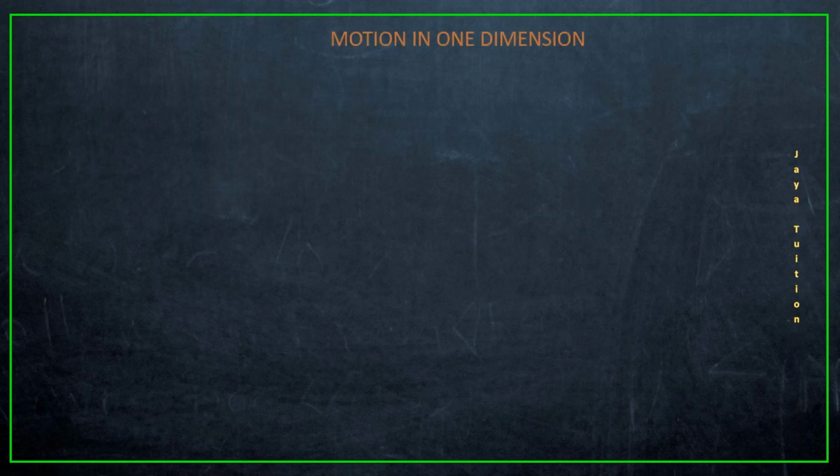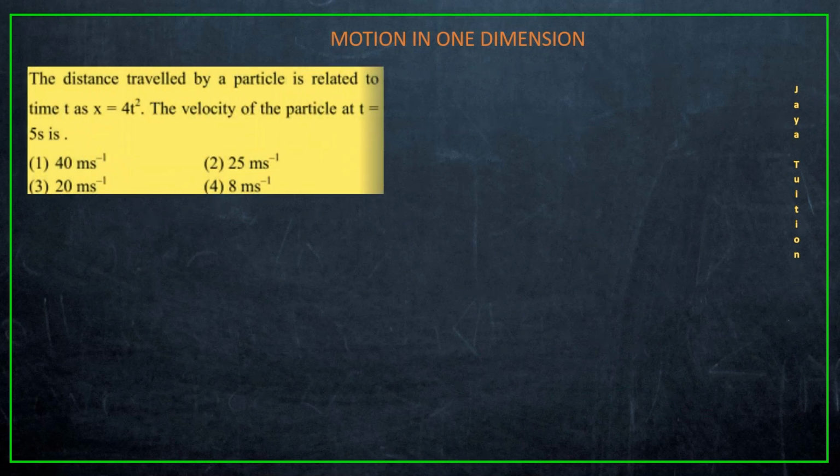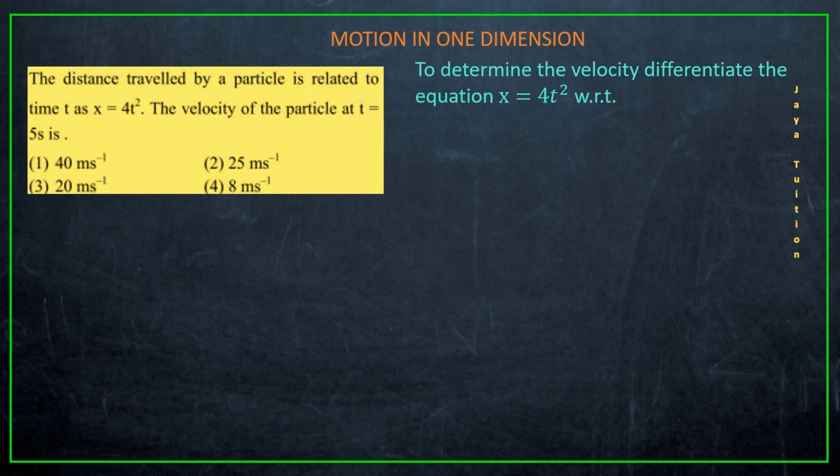In this question, it has been given the relation of displacement x is equal to 4t square. We need to find the value of velocity. Differentiating the above equation, we get dx by dt equal to 8t. By substituting the value of t equal to 5 seconds, we get the velocity v to be equal to 40 meters per second.